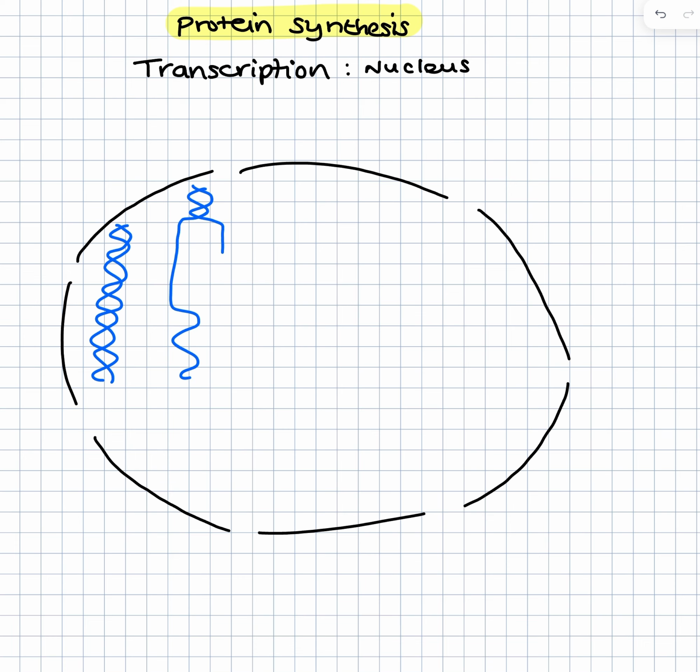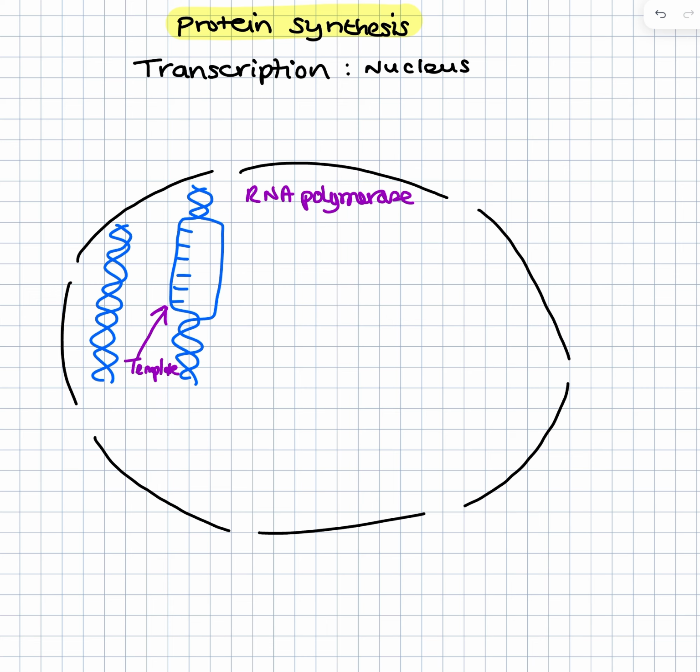The section of DNA is unzipped. This is catalyzed by the enzyme RNA polymerase, which binds at the start of the gene. This exposes one template strand. RNA polymerase will have a second role later on in this process, but its initial role is to catalyze the unzipping of the gene, unlike in DNA replication, where DNA helicase is used for this process.